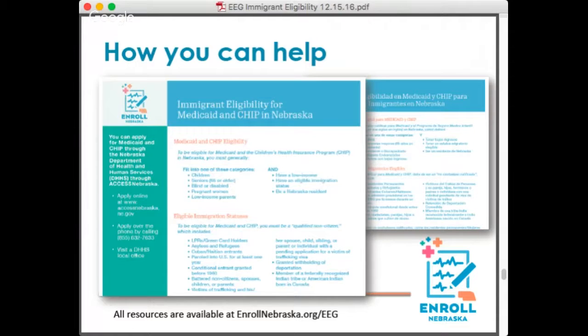There's one sheet, and this is available in both English and in Spanish, that covers the main points that I talked about in the Medicaid section. So Medicaid eligibility for immigrants, and it goes through the general categories. It goes through a list of statuses that might be eligible. So that is available online.